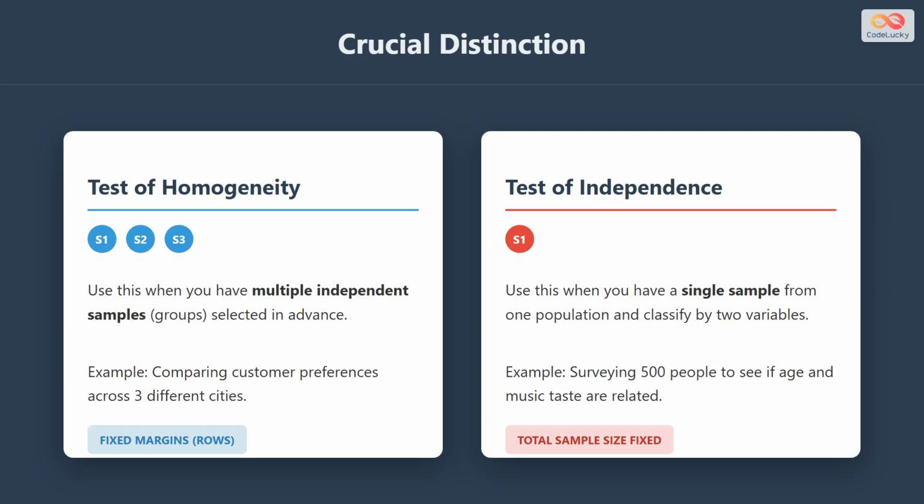Before we calculate anything, we must distinguish this from the Chi-Square Test of Independence. The math looks identical, but the setup is different. Use the test of homogeneity when you have fixed sample sizes for each group, chosen in advance. For example, you decide to survey exactly 100 people from City A and 100 from City B. In contrast, the test of independence involves a single sample from one population, where you cross-classify everyone by two variables.